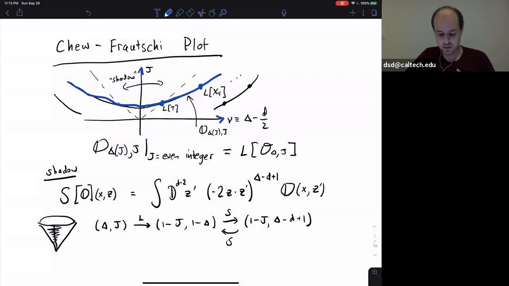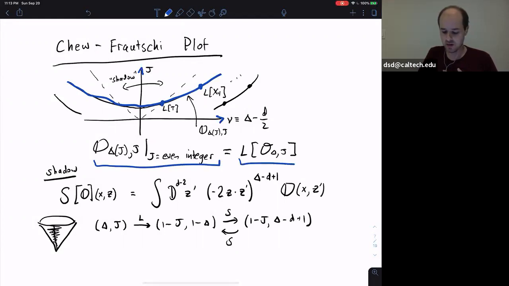The general light ray operators that I mentioned before inhabit these Reggeized trajectories. And the special thing about them is that when you take one of these light ray operators and you set j equal to, in this case, an even integer, you get back the null integral of a local operator. So this is the general structure, but we don't know very much about what this Chew-Frautschi plot actually looks like, and that's one of the points of this talk, to try to explore the Chew-Frautschi plot in an example theory.